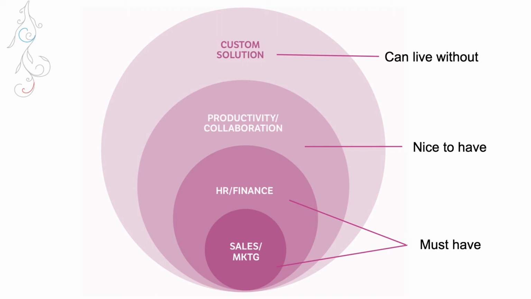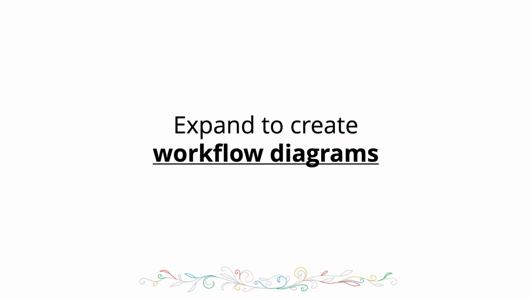And similarly, just elaborating on these. Here we have sales and marketing as the must-have product, and the HR and finance. So you need to find a solution, a product to match these needs. Then again, you go ahead with the productivity and collaboration, and these can be the nice-to-have products and the custom solution as well.